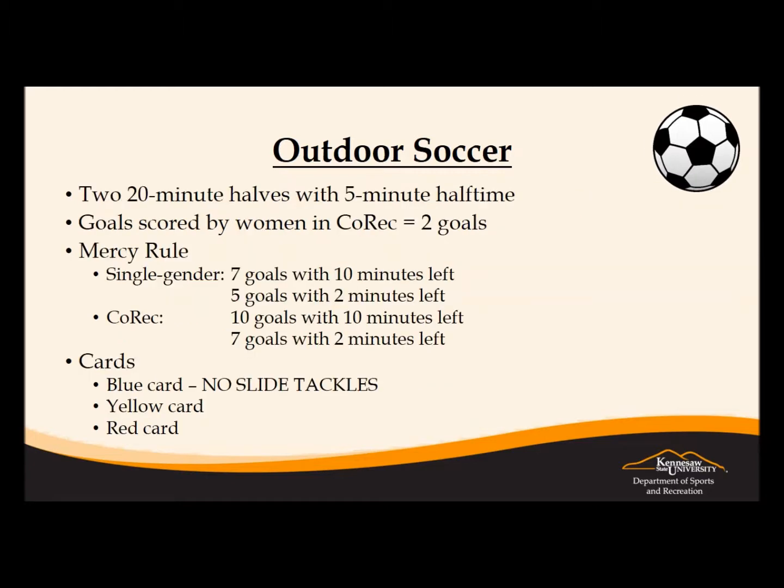Our outdoor soccer games consist of 2 20-minute halves with a 5-minute halftime. Goals scored by women in co-rec games are worth 2 goals. For our single gender sports, the mercy rule at 10 minutes is a 7-goal lead and a 5-goal lead with 2 minutes left in the game. For co-rec, it's a 10-goal lead with 10 minutes left in the game and a 7-goal lead with 2 minutes left in the game. If we hit that mercy rule limit, the game ends immediately.